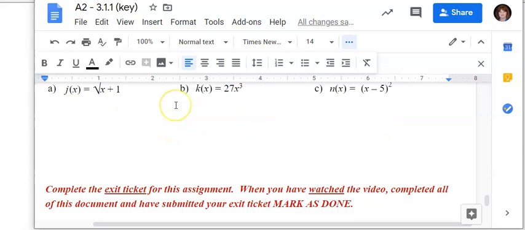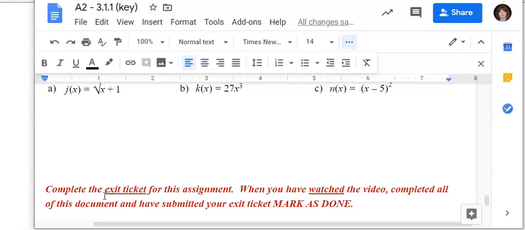Okay, guys, be sure to complete your exit ticket. When you are done with this document, be sure you watch the video. Of course, if you're not watching the video, you're not hearing what I'm saying right now. Complete all of the documents, submit when you are done. And how do you do that? You click on Mark as Done.